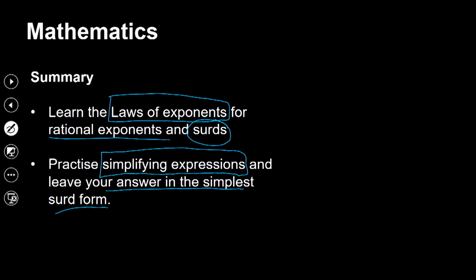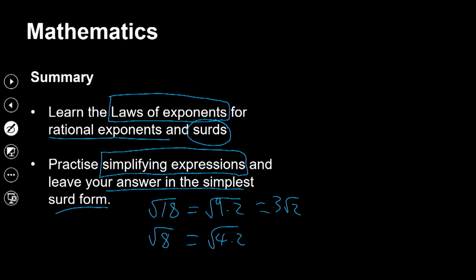So I showed you one example of a simplest surd form. For example, if I have my answer as square root of 18, I can't just leave it like that. I need to simplify this and say it's square root of 9 multiplied by 2, which will give me 3 square root of 2. You see, if it's square root of 8 as the answer, I can't leave it like that as well. It will be square root of 4 multiplied by 2, only if it can be simplified. 2 square root of 2, and that will be the answer there.